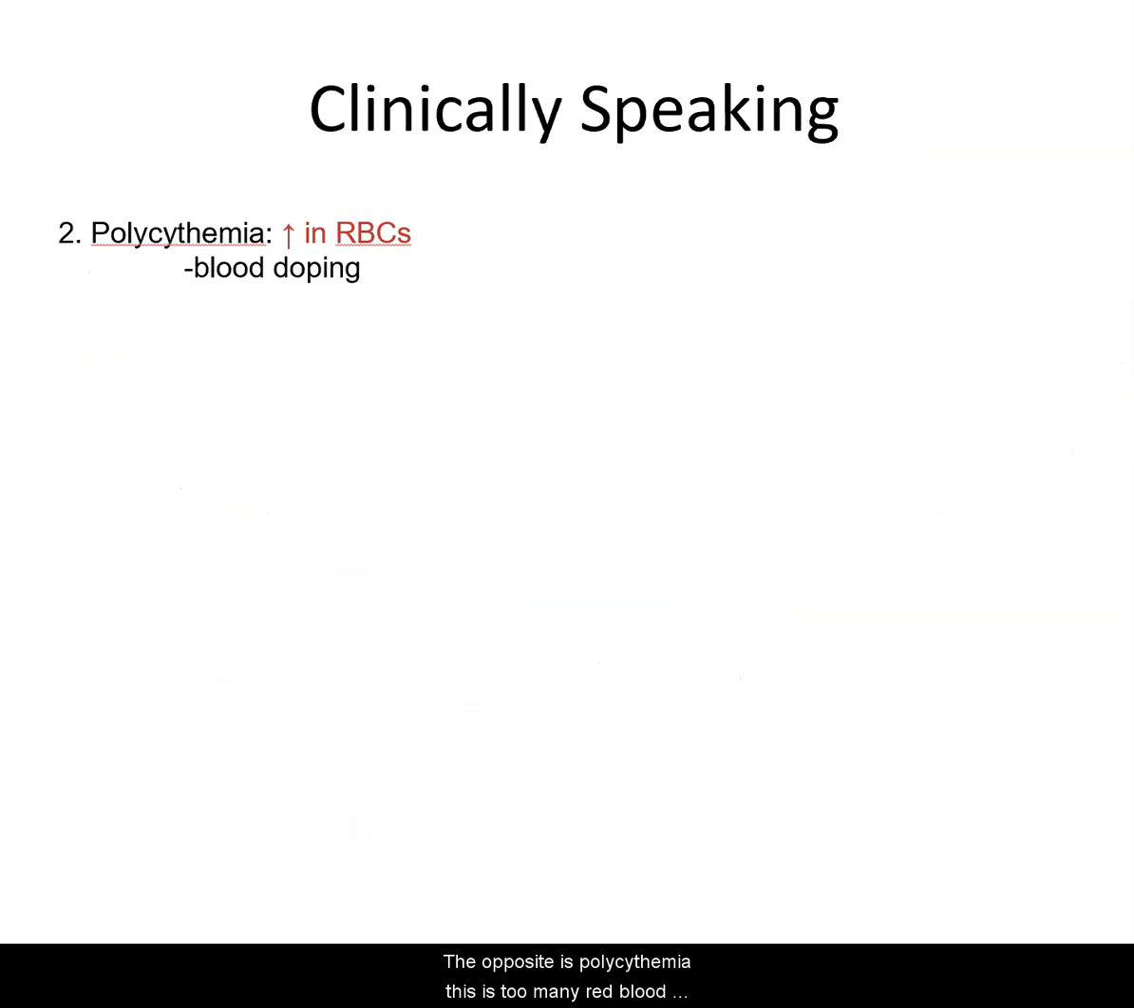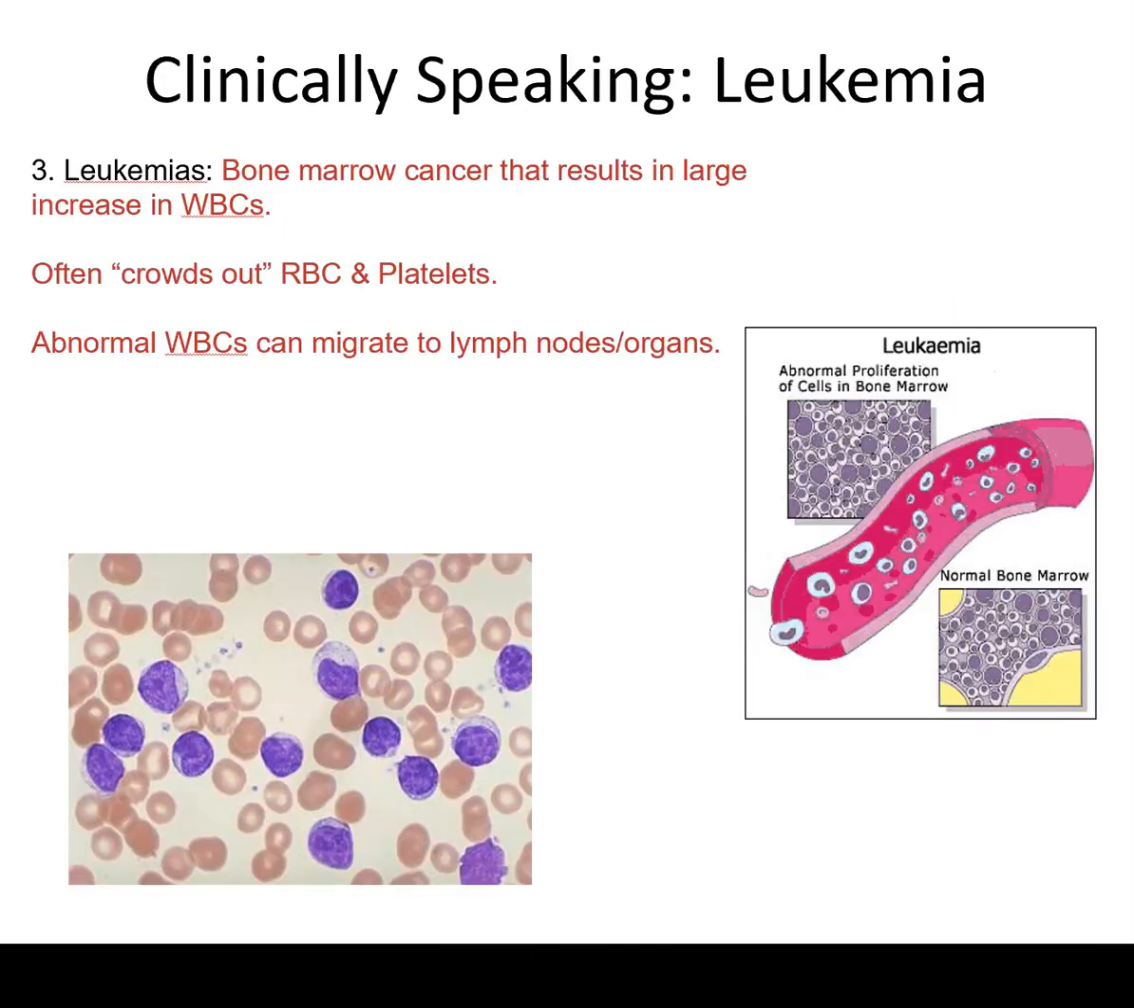The opposite is polycythemia. This is too many red blood cells, and so this is something you would see with blood doping. Also, dehydration can make your blood a little thicker, and what we worry about here is that if the blood's too thick, it affects how it flows through the capillaries and can cause problems.